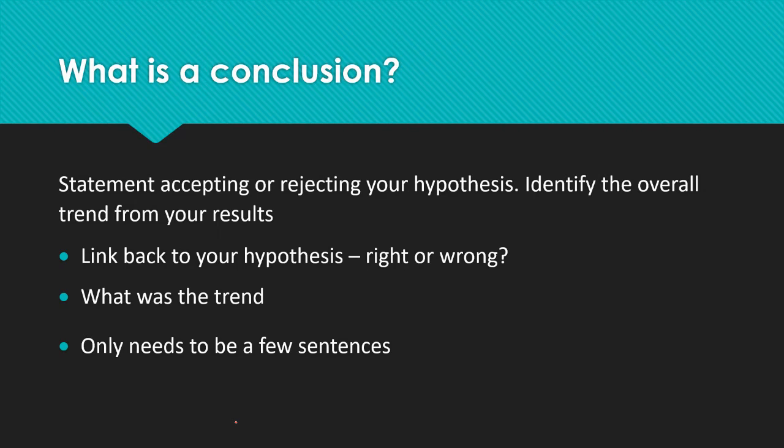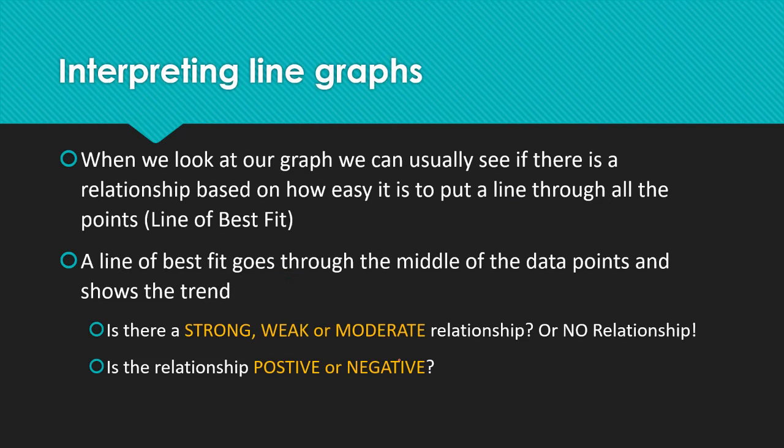So, what is a conclusion? A conclusion is a statement accepting or rejecting your hypothesis. So we're going to say, is the hypothesis, our prediction, is it right or is it wrong? And we're going to look at the overall trend from our results. So we're going to link back to our hypothesis. Was it right or wrong? What was the trend? And a conclusion is just quite short. It's just a few sentences. We're going to elaborate further in our evaluation and in our discussion, but the conclusion is just a few sentences.